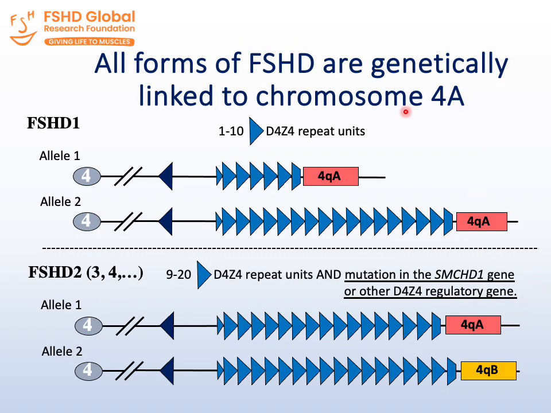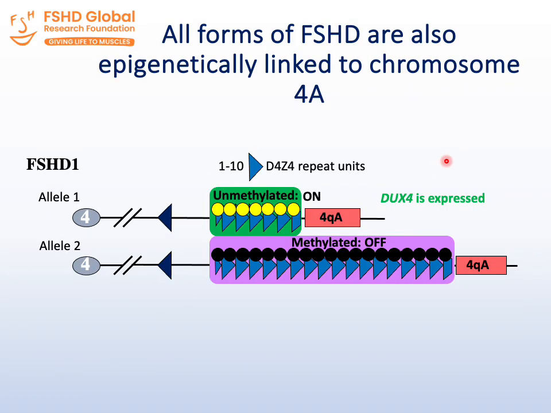Okay, so what we showed, all forms of FSHD are genetically linked to chromosome 4A. You're going to be making DUX4. DUX4 is on chromosome 4A. DUX4 causes FSHD in all cases, so it's always going to be linked to that. But they're also epigenetically linked. All forms of FSHD have epigenetic changes at chromosome 4A, right?